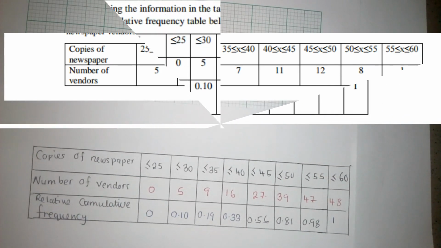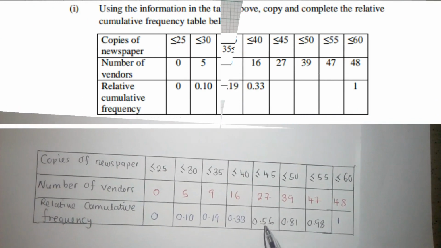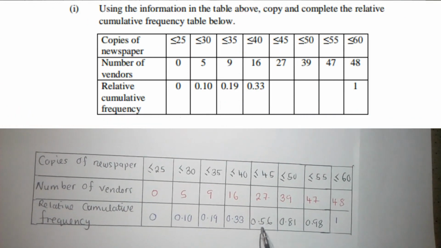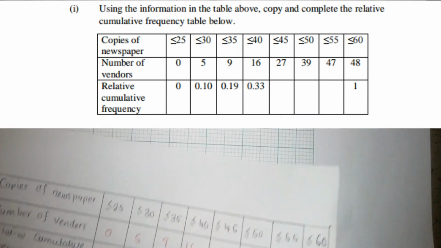So now we can write our solutions here. Since they said you complete the table, we have put these numbers. Now we need to put them on the graph paper, and this is how they look like.